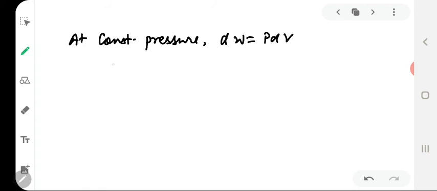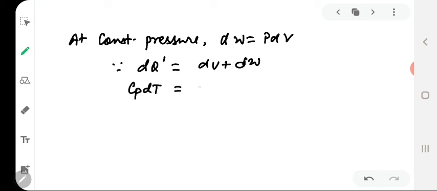Now again, according to the first law of thermodynamics, I am writing dQ dash is equal to dU plus dW. So now I can write down dQ dash is equal to Cp dT. dU, if you remember, it is Cv dT, and dW is P dV.